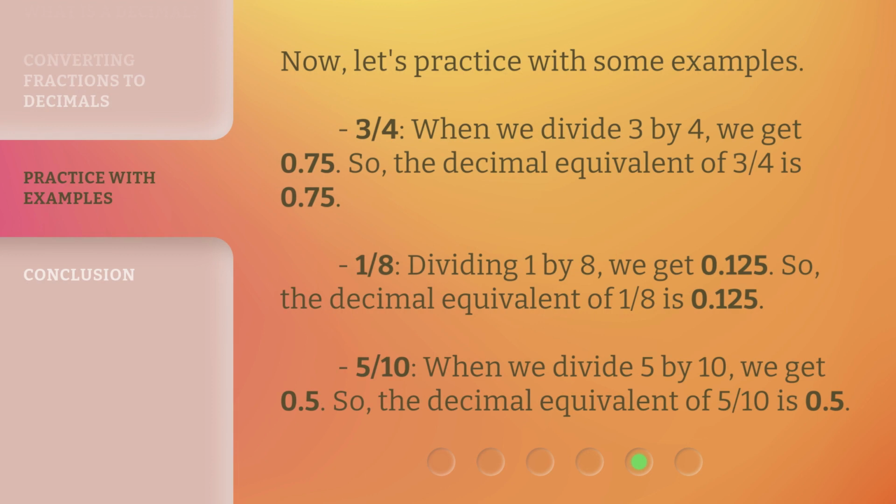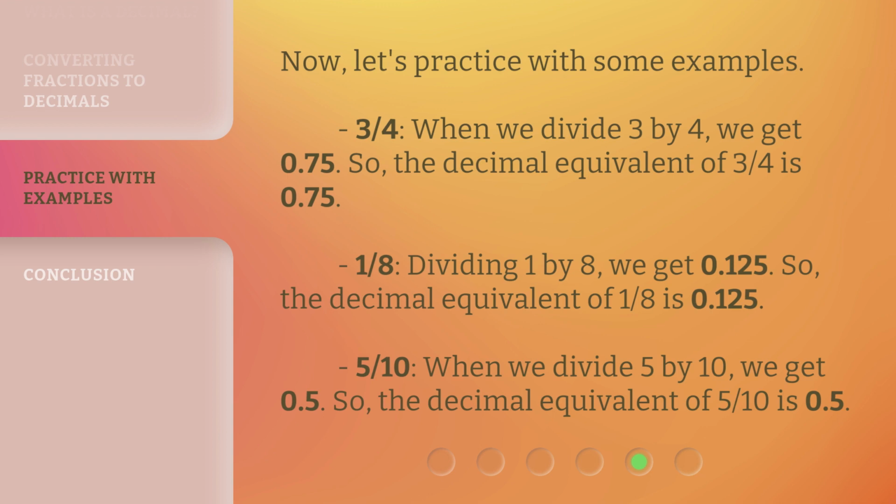Now, let's practice with some examples. 3/4. When we divide 3 by 4, we get 0.75. So, the decimal equivalent of 3/4 is 0.75. 1/8. Dividing 1 by 8, we get 0.125. So, the decimal equivalent of 1/8 is 0.125.